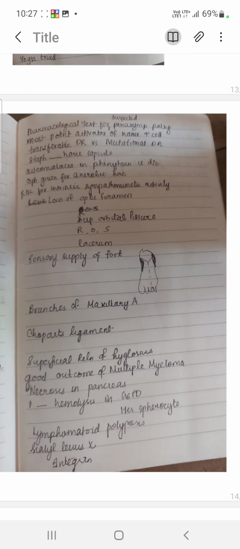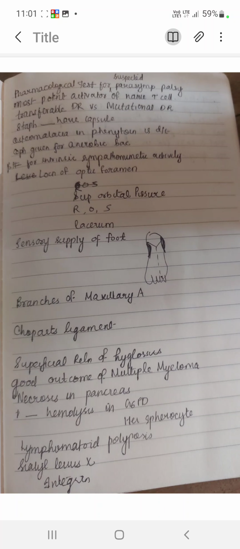Okay. Then Vogt's triad is in angle closure glaucoma. It is having three things: glaucomflecken, iris atrophy, and vertical mid-dilated pupil, which is non-reactive. Pharmacological test for suspected parasympathetic palsy. So pharmacological test, that is evaluation of anisocoria.